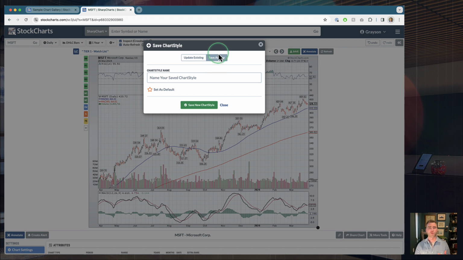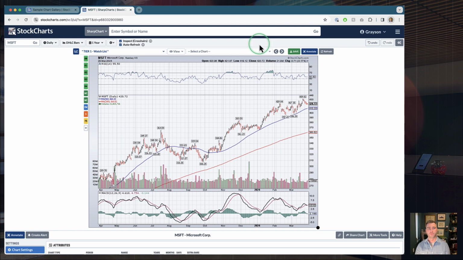You don't actually have to scroll all the way down. If you pick up any of these sample charts from the gallery, you can save those chart styles to your account from that menu up top as well. So a great way to find new charts here in the sample chart gallery.